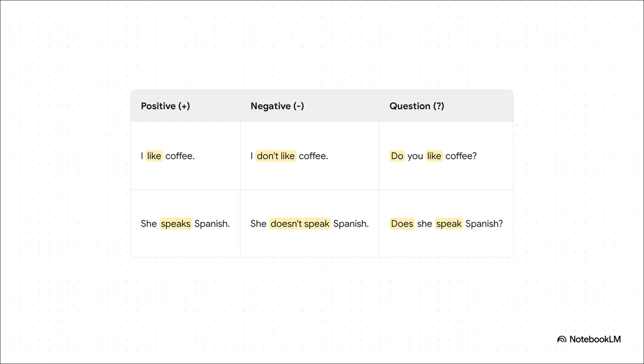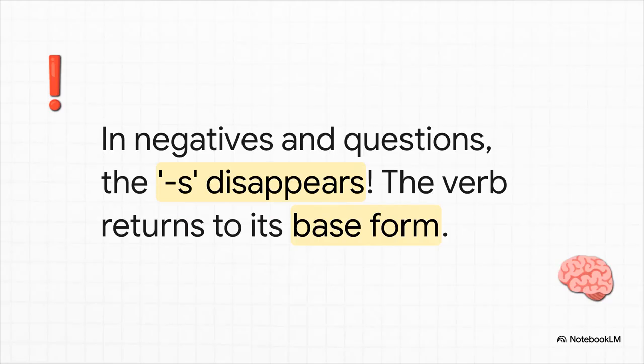Now look at the bottom row. For he, she, and it, we use does or doesn't. But look closely. Something very important happens to the main verb here. And this, right here, is the crucial point. When you use the helper does or doesn't, the main verb loses its S.